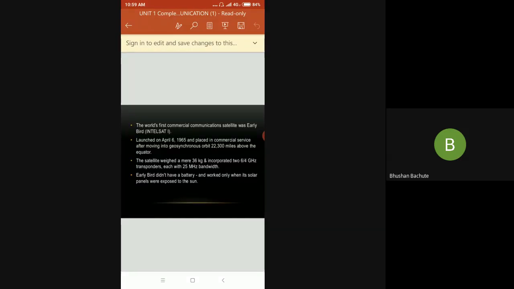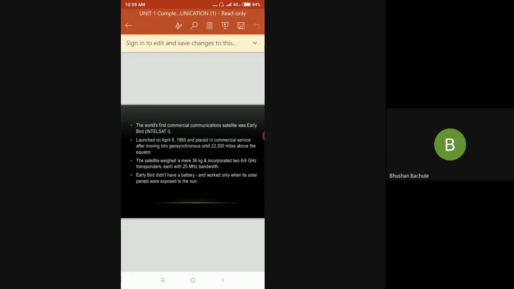So after Early Bird was launched, they launched one more satellite. When launching that satellite, they started installing batteries along with the solar panels. Early Bird didn't have a battery and worked only when its solar panels were exposed to the sun. Only solar panels grab the energy from the sun, and that energy is used to operate the satellite. They didn't have a battery.